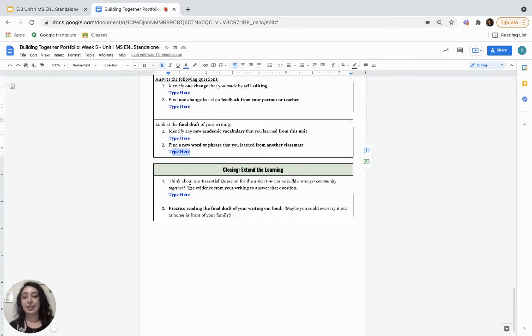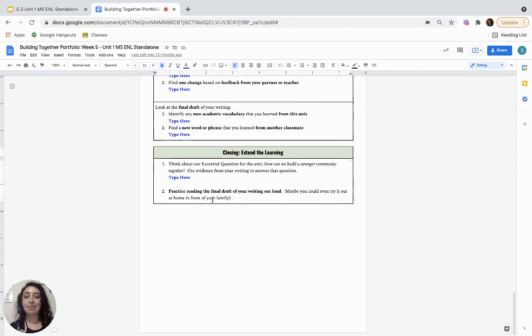To close off the lesson, so those two from the extend the learning and the connect to the text are both here. So thinking about the essential question, how can we build a stronger community together? And they should use evidence from their writing to answer that question, so there's space for them to write that right here. And then finally, that second part is to read the final draft of their writing out loud and maybe even try it in front of their families.